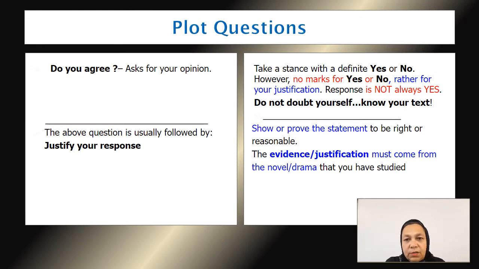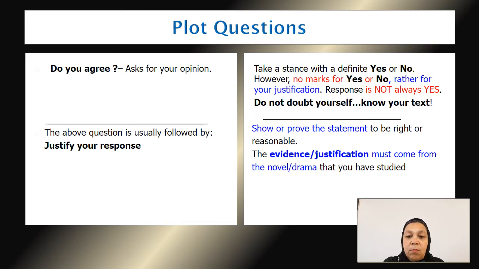In addition to the straightforward questions, you now also get your level 3 questions, which require you to give an opinion. For example, if the question poses, do you agree? Here you have to present a stance, and you may have to state a definite yes or no. Please note that it doesn't matter what your answer is, you're not going to get a mark for the yes or the no of your response. You are obviously going to get a mark for your justification.